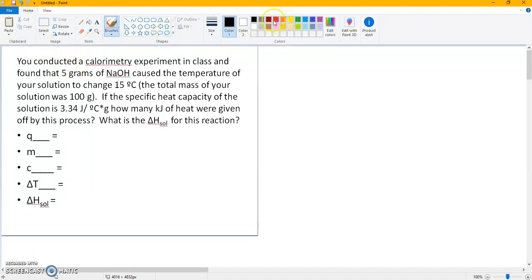Alright, so let's start off with number 3. In this, they give us some vital information, so let's pick it out. You conducted a calorimetry experiment. When you see calorimetry, that should make you think of Q equals MC delta T. We always use this equation whenever we do anything with calorimetry. So that should be like a tip-off to you.